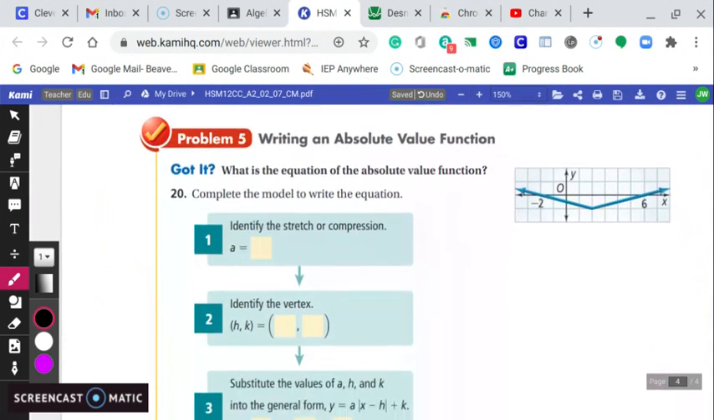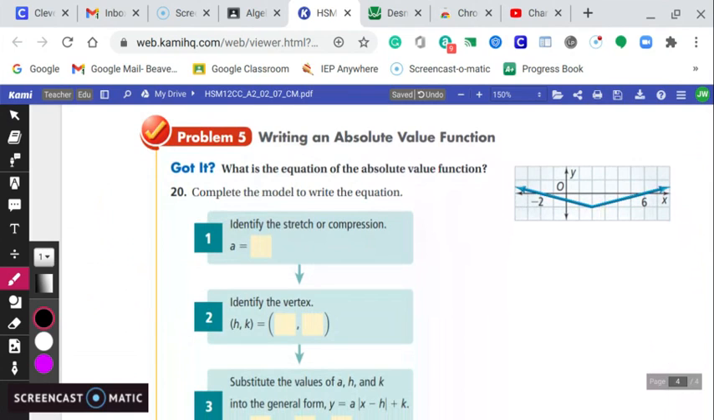Let's do number 5 now. Writing an absolute value function. What is the equation of an absolute value function? Complete the model to write the equation. What is the A here? Look, if you start here, you go 1 up, 4 over. Or you can go 1 up this way and 4 over this way. 1, 2, 3, 4. So the A is going to be 1 over 4.